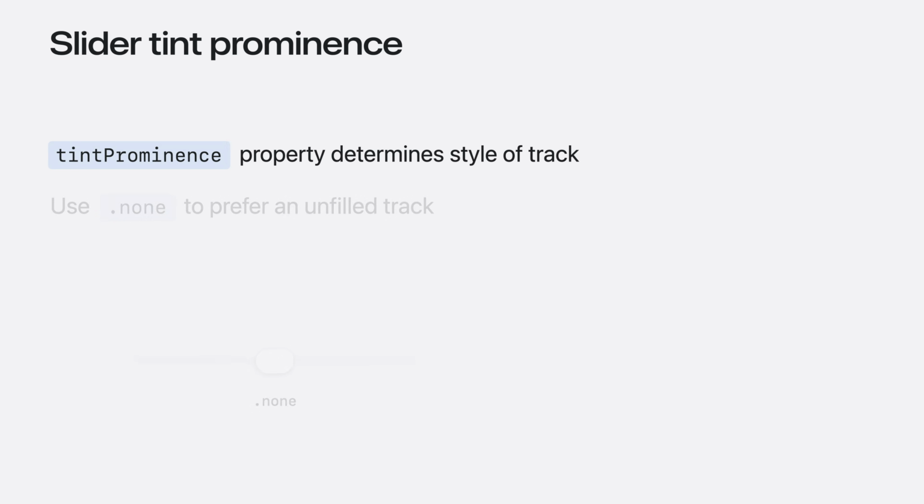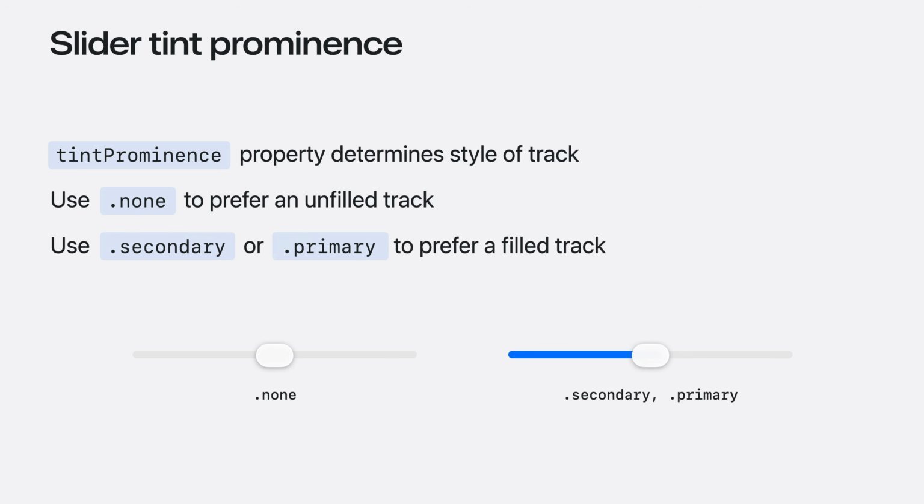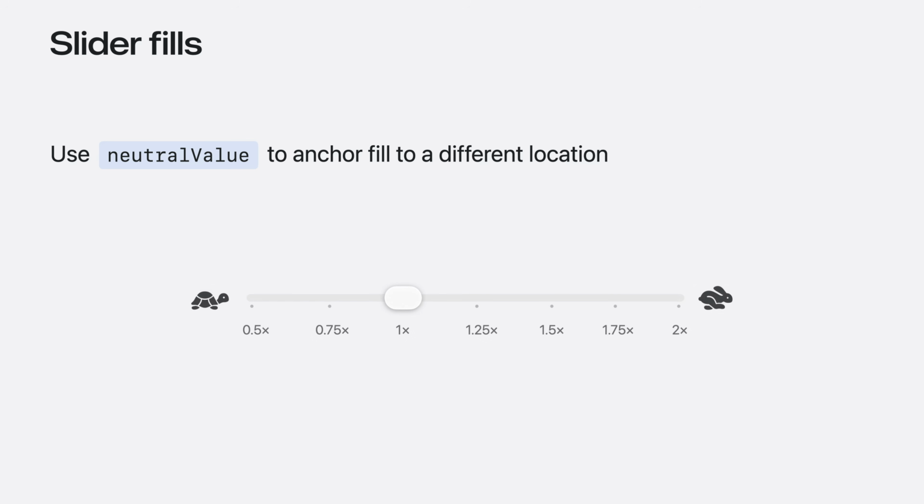Tint prominence also has a function with sliders. The Tint Prominence API allows you to choose whether the track is filled with the accent color. A slider set to none will avoid filling its track, whereas a slider set to secondary or primary will fill it. The slider fill has learned one more trick in macOS Tahoe.